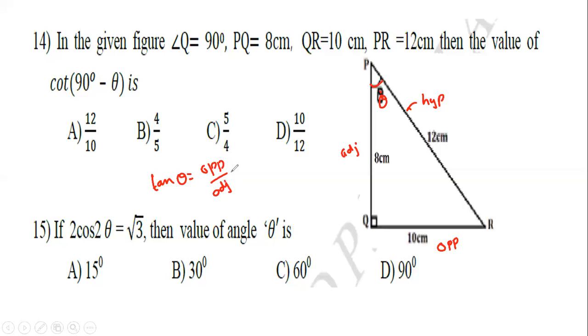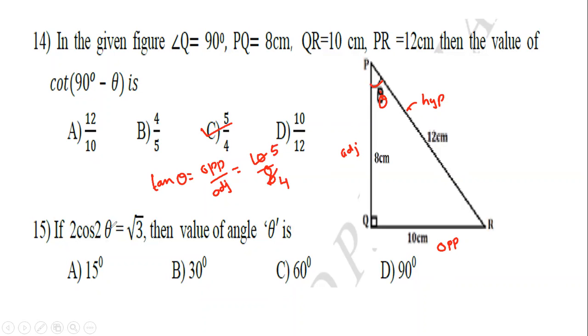What is the value of opposite? Opposite value is 10 divided by adjacent value is 8. So cancel this one. 2 4s are 8, 2 5s are 10, so 5 by 4. Which option is right? Option C is correct.